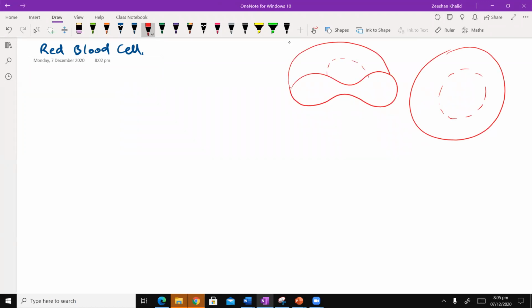Before I jump on to what we need to know about this, let's talk about the function of the red blood cell. If I were to ask any one of you, I hope you don't mind telling me, what exactly is the function of a red blood cell? Has everyone joined? Okay, great. Anybody who would like to tell me? Transport of oxygen.